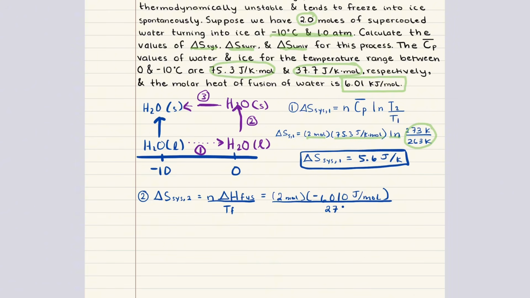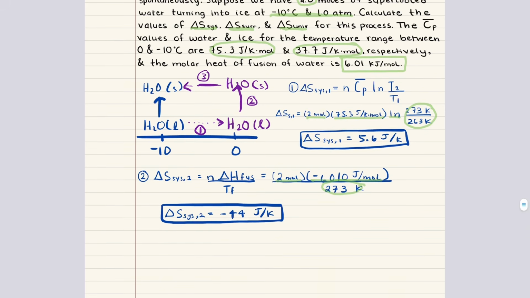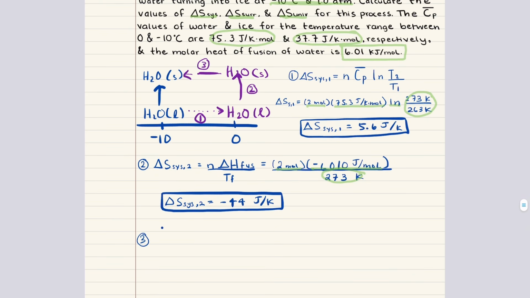If we convert that to joules per mole, it is equal to 6,010 joules per mole. So we're going to plug that in to calculate delta S for path 2 for the system. This will be equal to 2, that's the number of moles, multiplied by negative 6,010 joules per mole divided by 273 Kelvin. For that, we're going to get minus 44.0 joules per Kelvin.